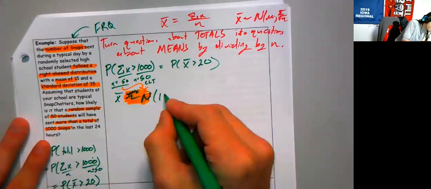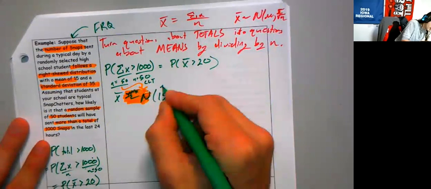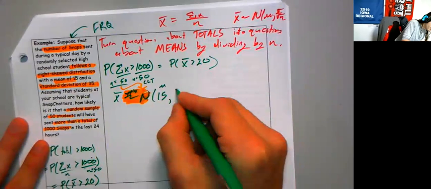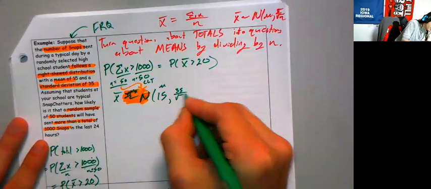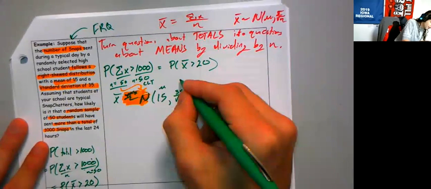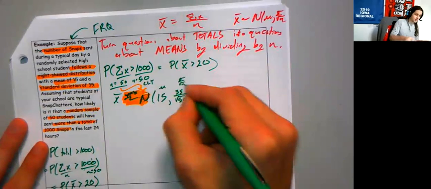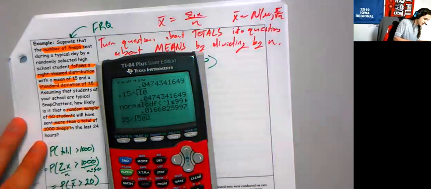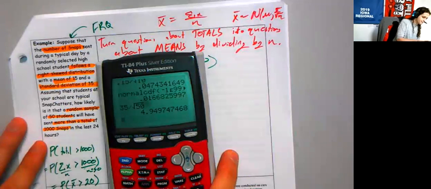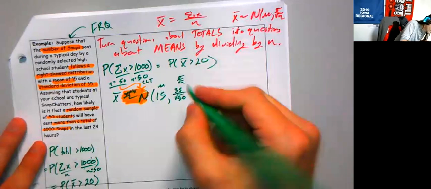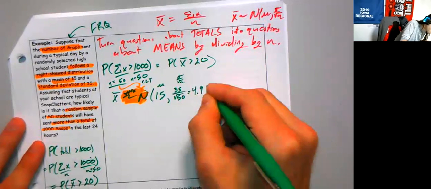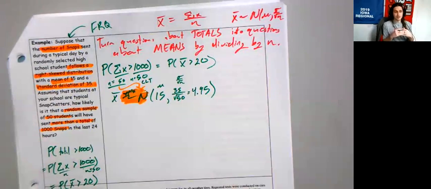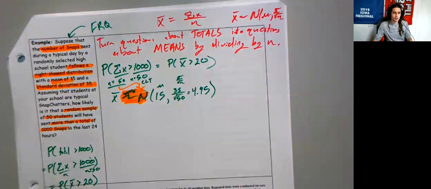Mean is 15, that's mu. Standard deviation is 35 over radical 50. That is sigma over radical n. And that turns into 4.95. All of a sudden we've turned a question about a total, which we didn't really know how to deal with, into a question about the mean, which we do know how to deal with.